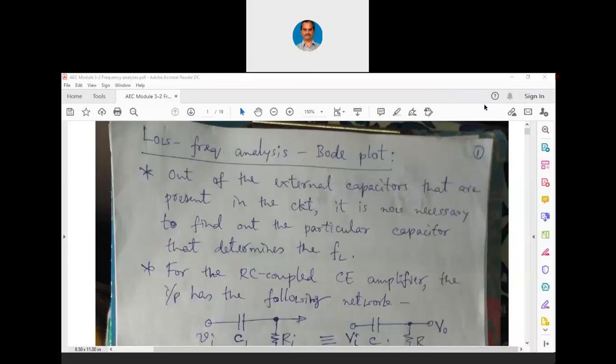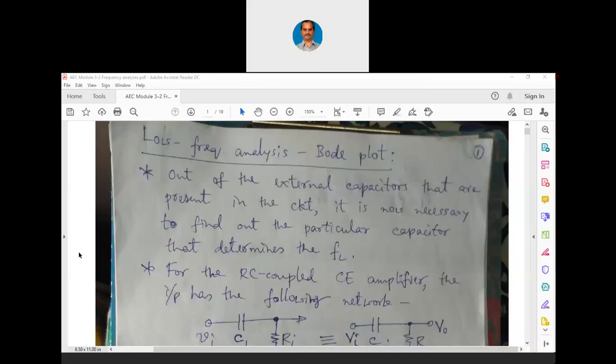So let me start the class now. We are going to discuss low frequency analysis, also called the Bode plot. I had briefly discussed the Bode plot, and let us discuss further now. Out of the external capacitors present in the circuit, it is necessary to find the particular capacitor that determines the FL.